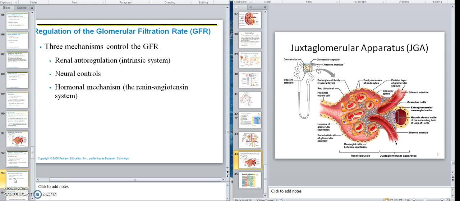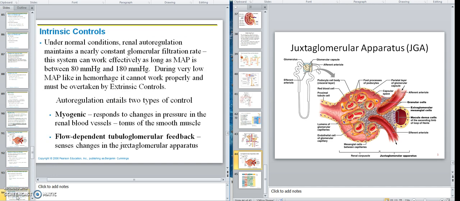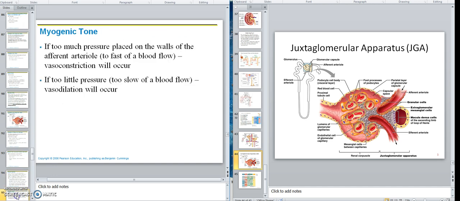All right. Now, there are three mechanisms to do that. So we want to evaluate these intrinsic controls, but the first thing I want to do is to evaluate how the juxtaglomerular apparatus works. Okay?